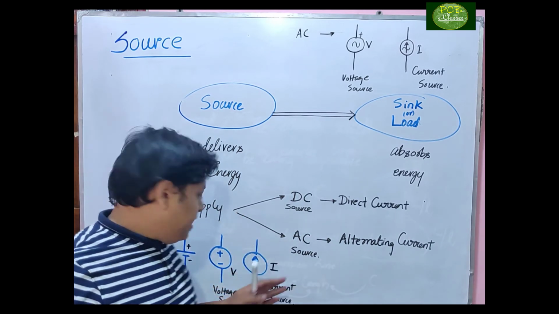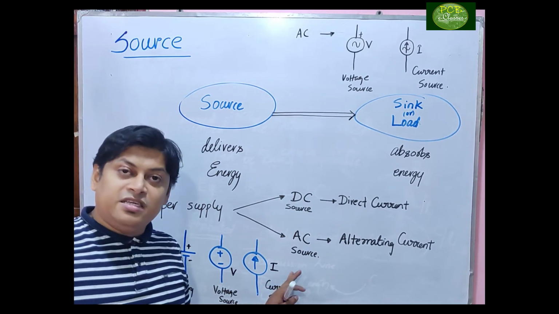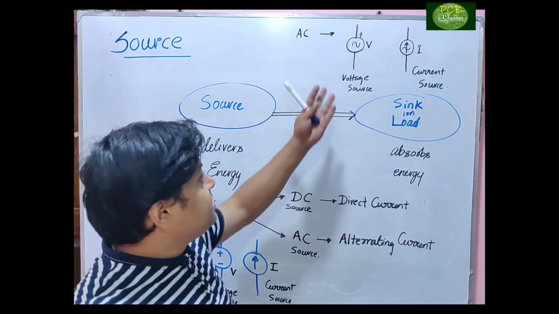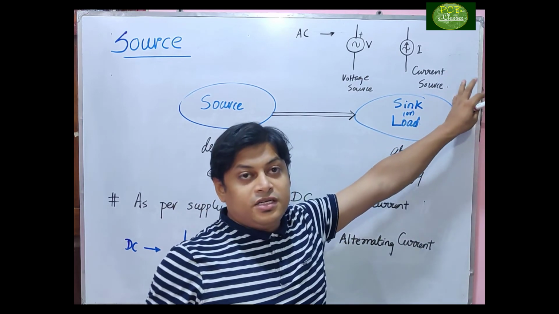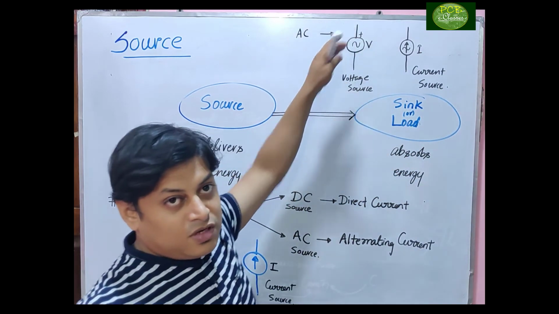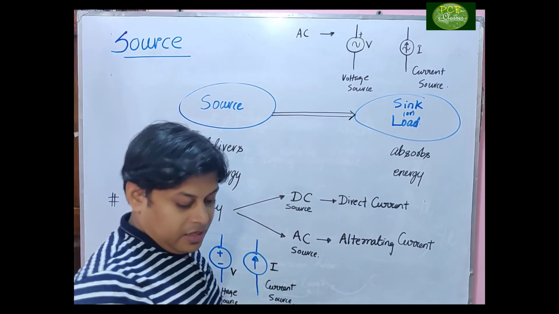This is as per the type of sources, type of supply. If it is DC supply, DC source battery, DC voltage source, DC current source. If it is AC supply, then it is AC voltage source and AC current source. These are the notations as well as the type of sources which we use it. Fine.